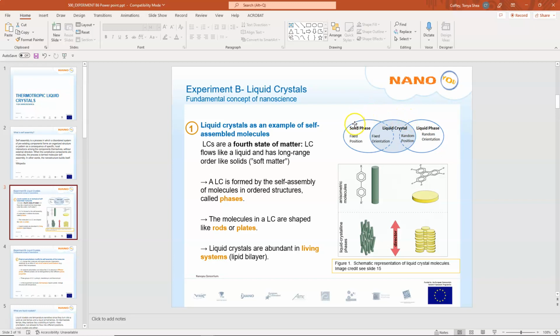So a liquid crystal phase of matter has got to be at an intermediate temperature. If it's too cold, it acts like a solid. If it's too hot, it acts like a pure liquid. So at these intermediate temperatures, you kind of get the best of both worlds.